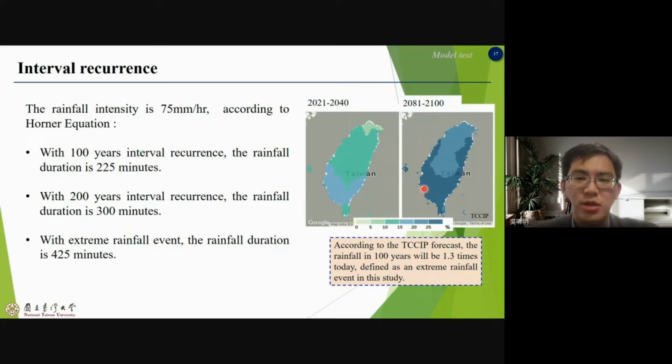In this study, the relationship between the rainfall intensity and the duration was determined according to the Horner formula. The rainfall intensity is 75 mm per hour in the Taipei area. With a 100-year recurrence interval, the rainfall duration is 225 minutes. With a 200-year recurrence interval, the rainfall duration is 300 minutes. With extreme rainfall events, the rainfall duration is 425 minutes.